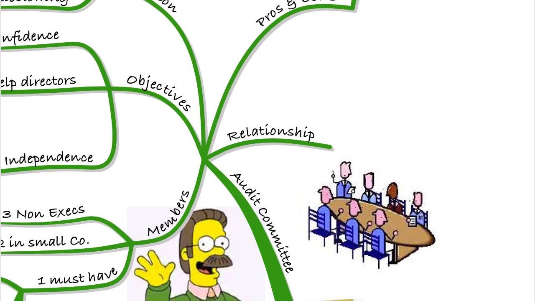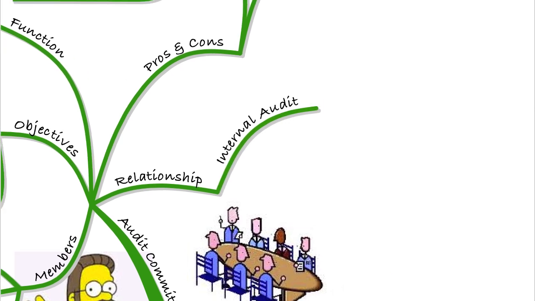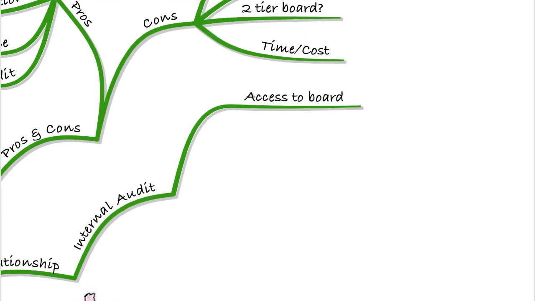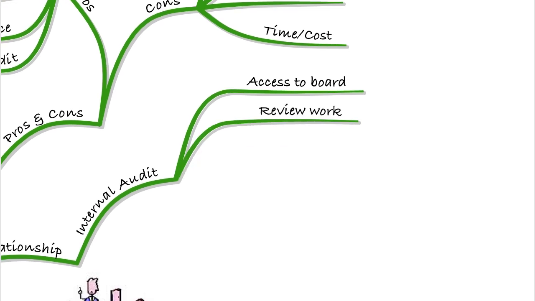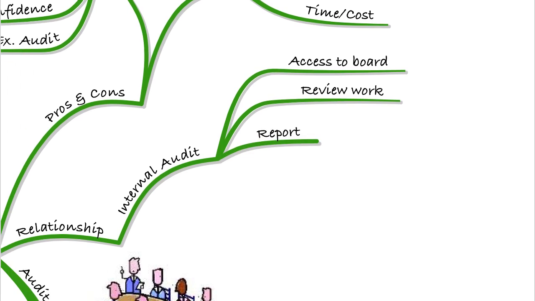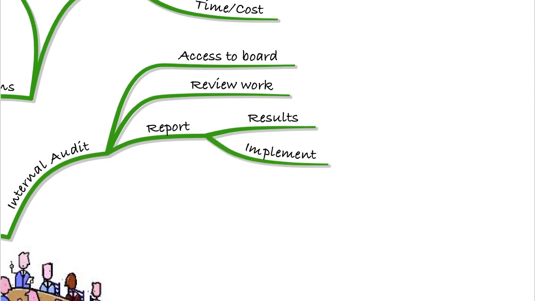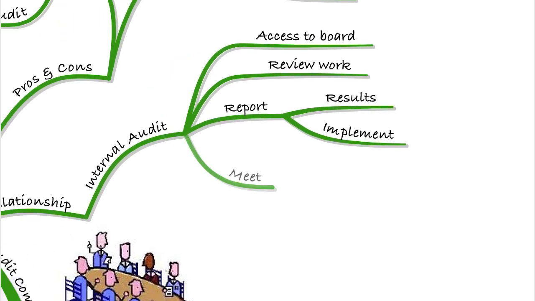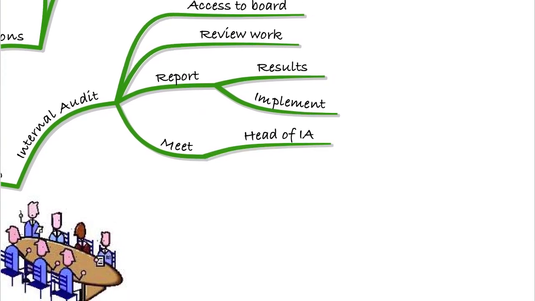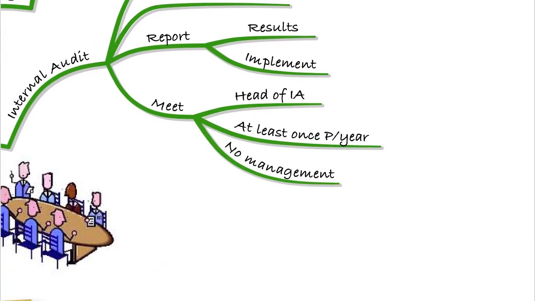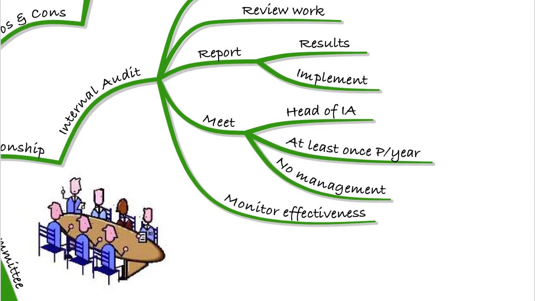We then went on to look at the relationship between the Audit Committee and internal audit. Remember, first of all, the Audit Committee provides access to the board for internal audit. They also review the work of internal audit, and they will make sure that any results of their reports are implemented. So internal audit will report to the Audit Committee, and the Audit Committee will make sure that those results are implemented. They also meet with the head of internal audit at least once a year with no management present. Lastly, they monitor the effectiveness of internal audit. So that's the relationship between the Audit Committee and internal audit.